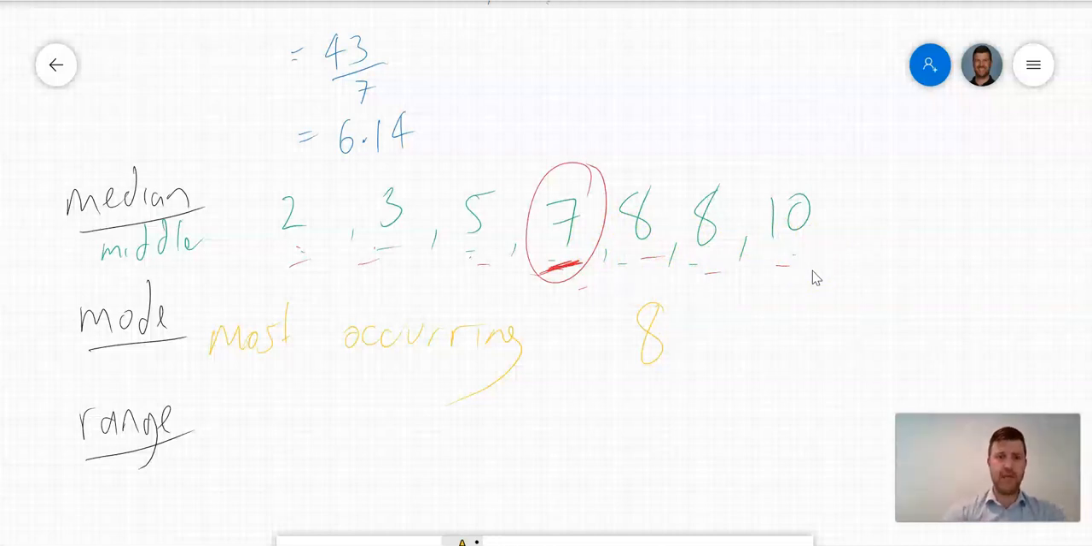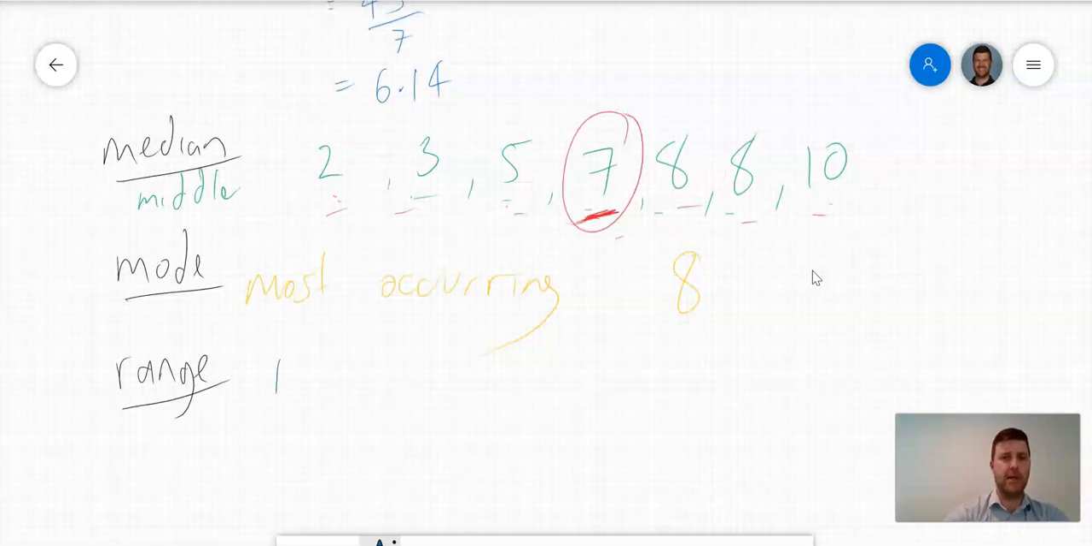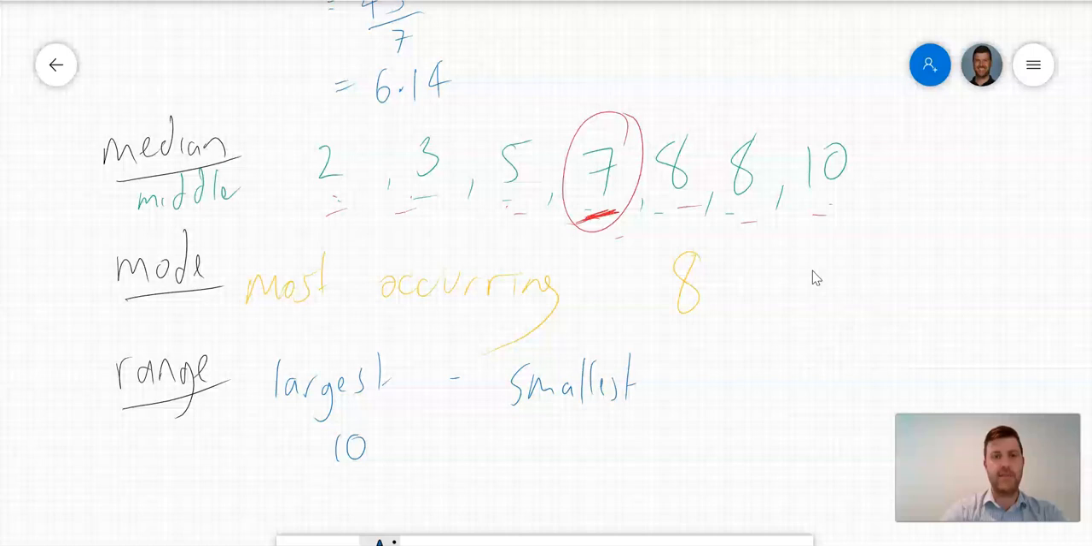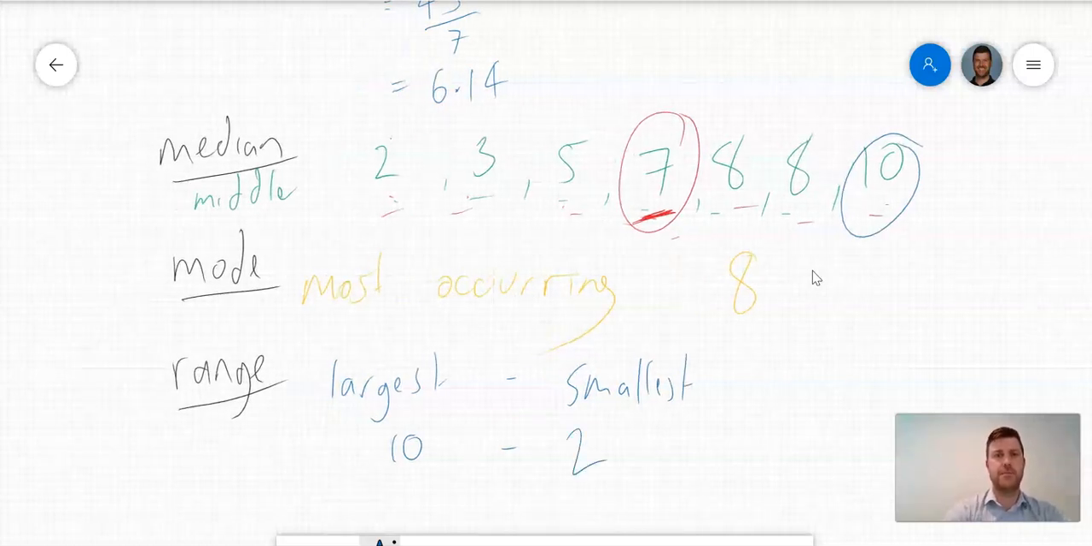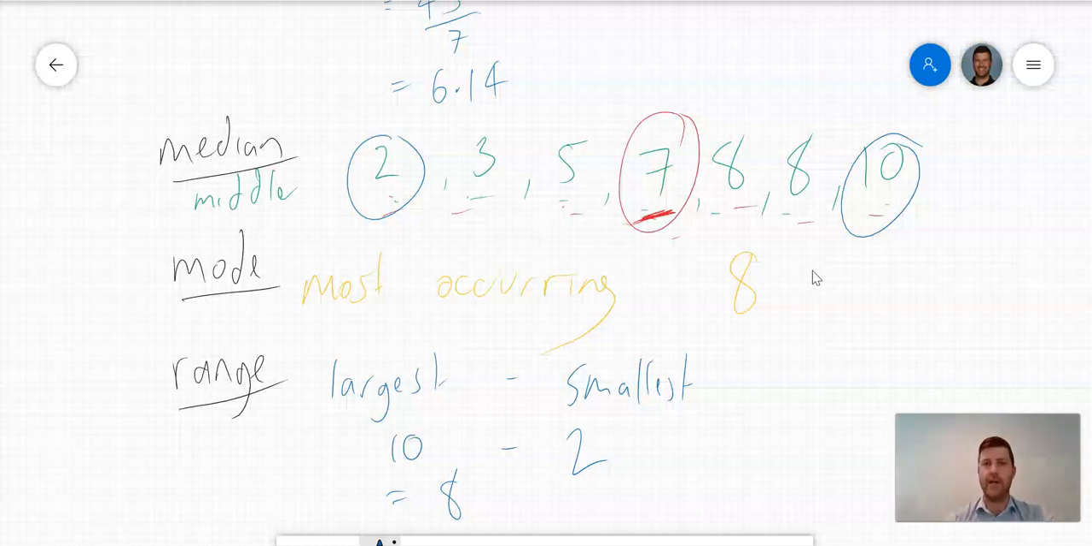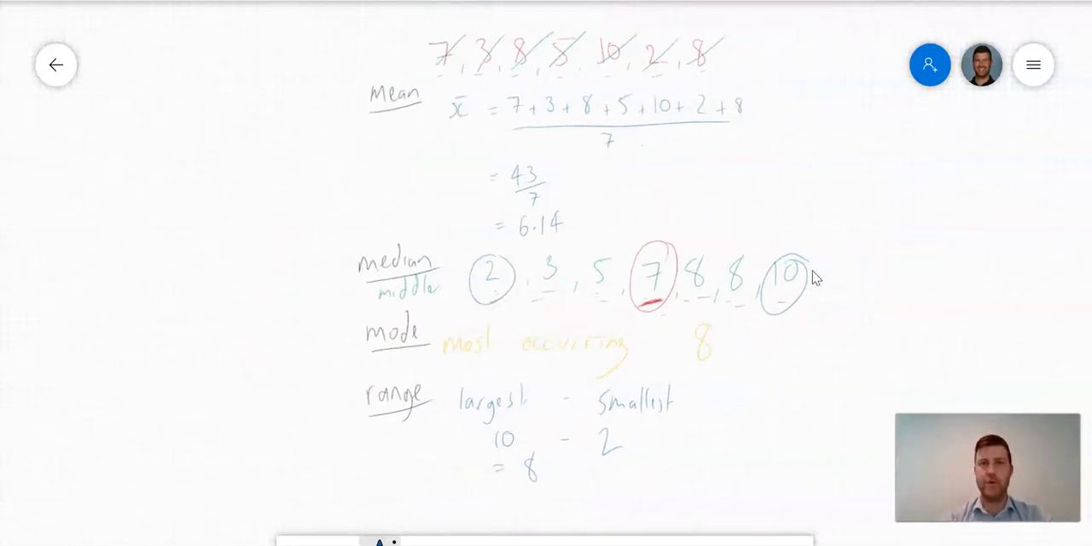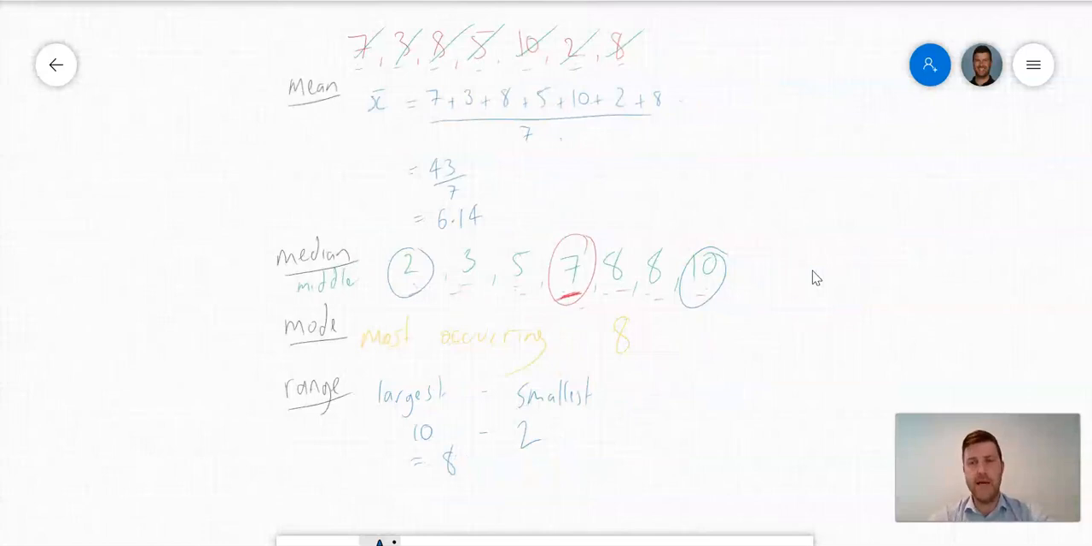And the range is, let's go back to blue. So the range is the largest value minus the smallest value. So in this case, it's the number 10 minus 2, which gives me 8. So a range of 8. So that's how you work out mean, median, mode. Very simple, short examples there, guys.